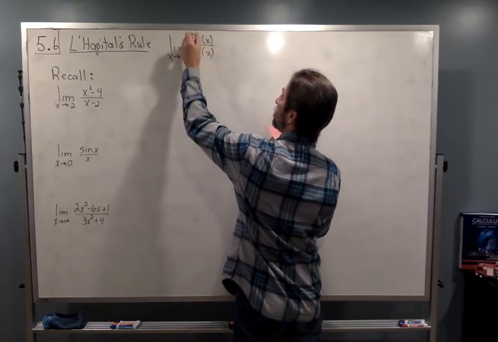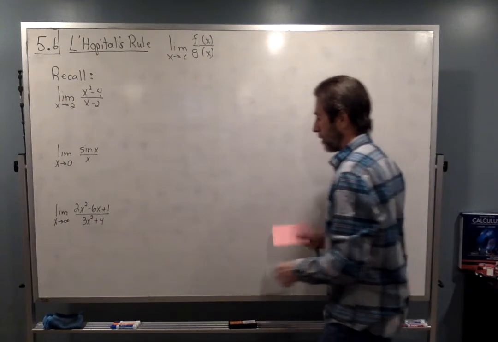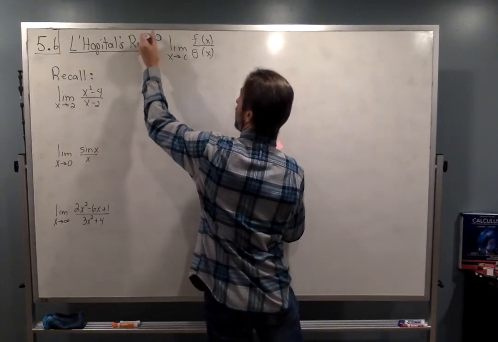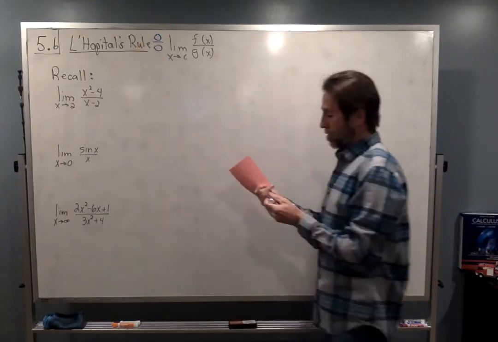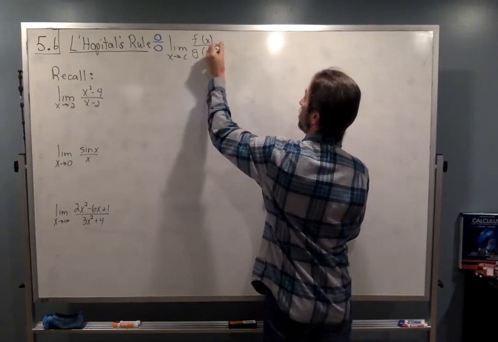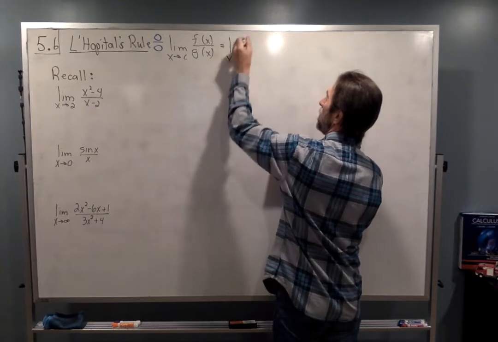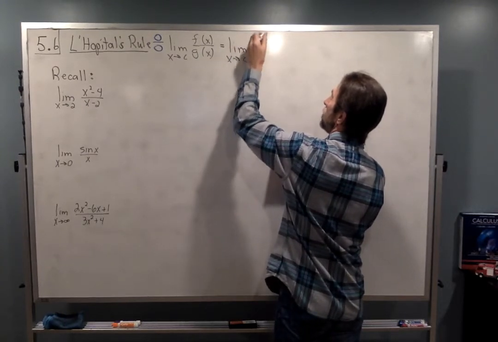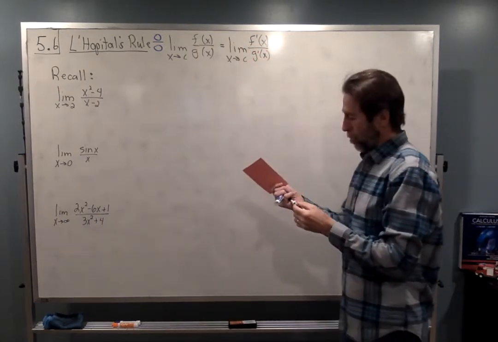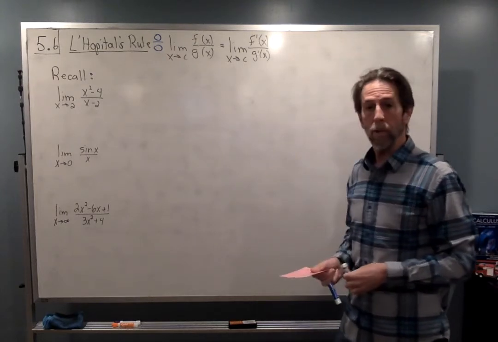I'll call it f of x over g of x because that's a little more common. These functions are differentiable, but we try to put the number in and we end up with 0 divided by 0, which again is an indeterminate form. The rule says that that limit is going to be the same as the limit as x goes to c of the derivative of the top function divided by the derivative of the bottom function. We're not using the quotient rule. We're actually taking the derivative of the top and bottom separately.